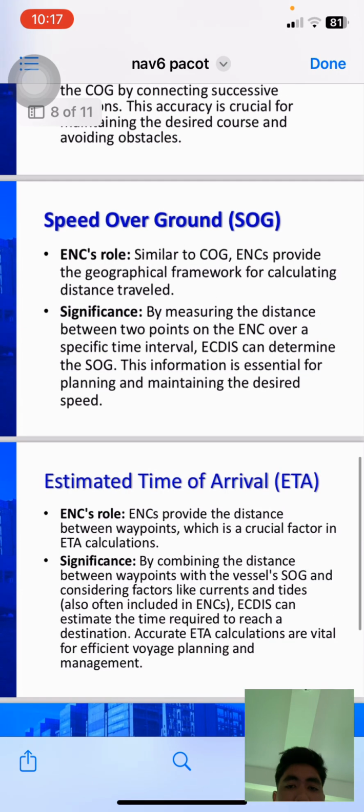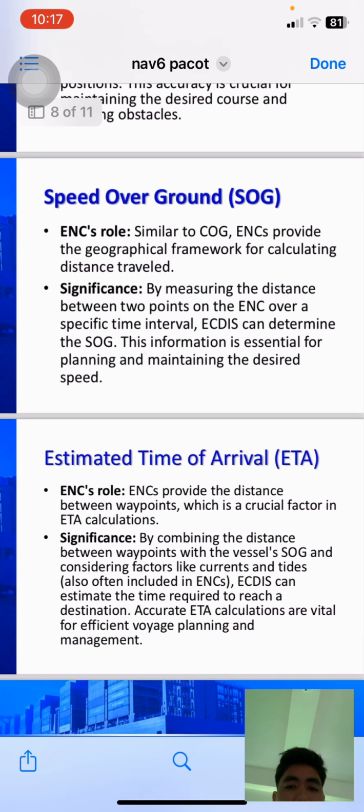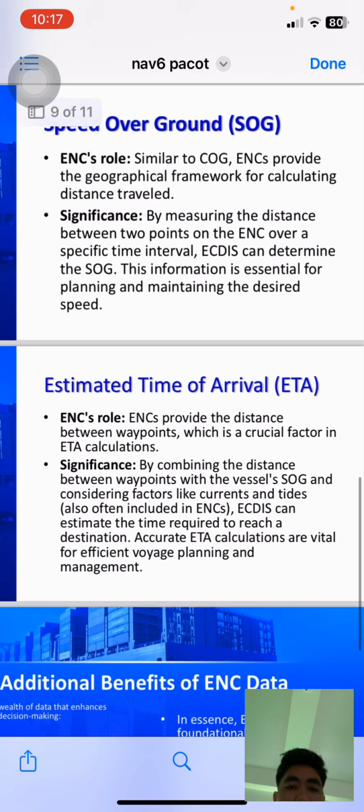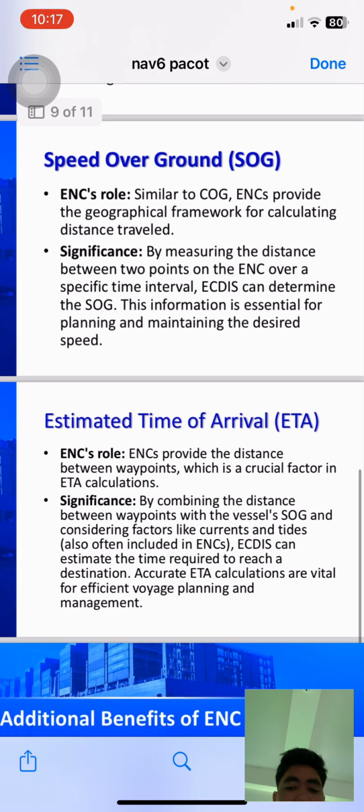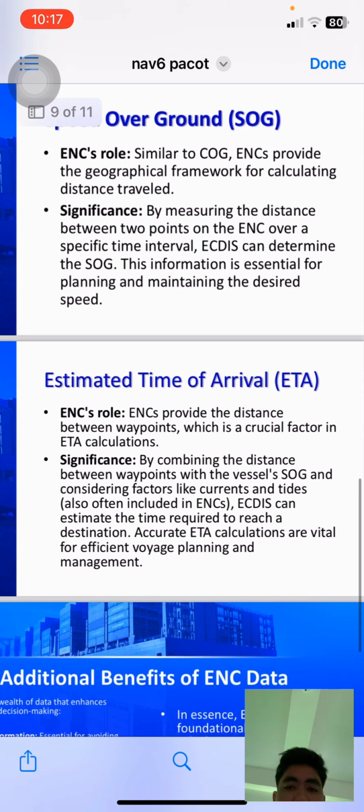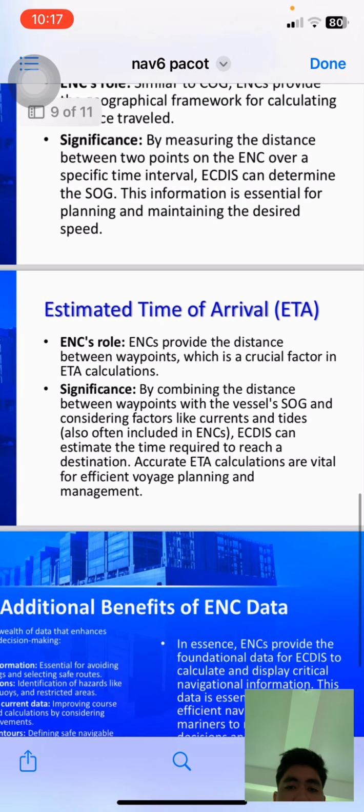Next, we have speed over ground or SOG. ENC role: similar to COG, ENC provides a geographical framework for calculating distance traveled. And the significance: by measuring the distance between two points on the ENC over a specific time interval, ECDIS can determine the SOG. This information is essential for planning and maintaining the desired speed.